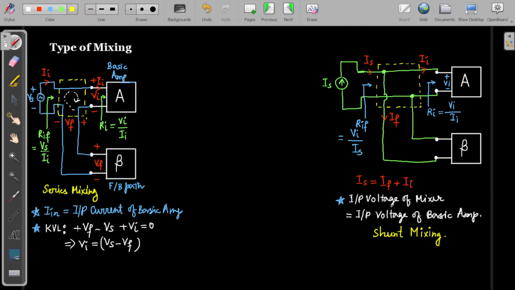Now there can be two types of mixer connection, one series and one shunt. If we go for series mixing, what we are seeing is that the input currents are the same, but VI will be equal to VS minus VF. So that's why series mixing is sometimes called voltage mixing, because the current is the same and the voltage is mixing. So series mixing and voltage mixing are the same thing.